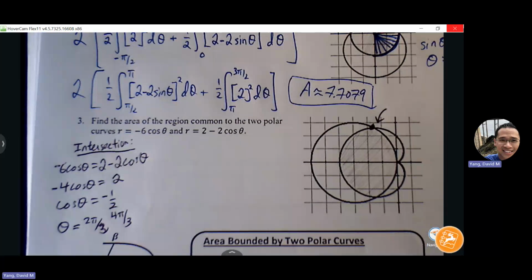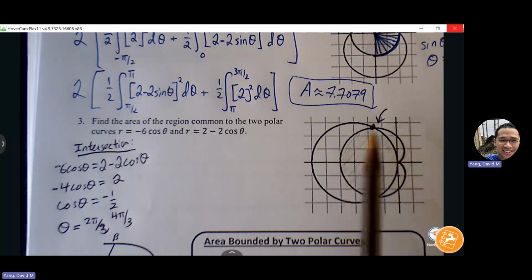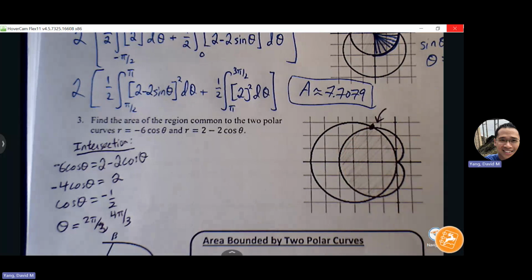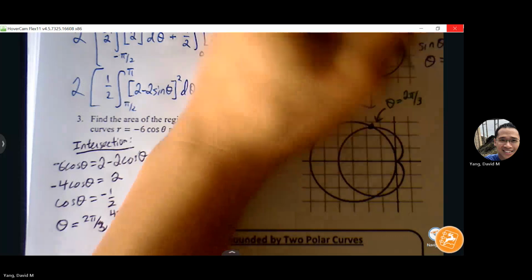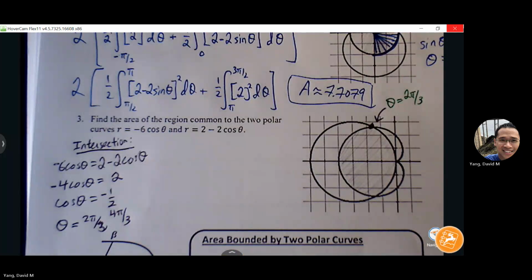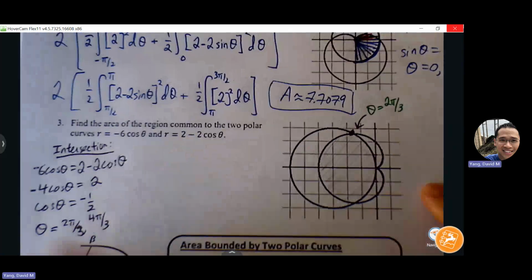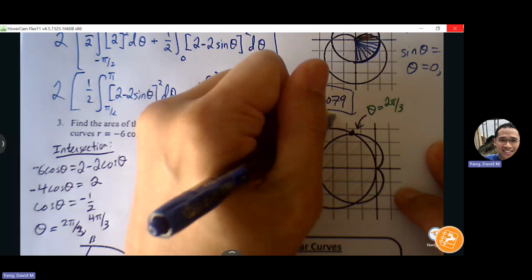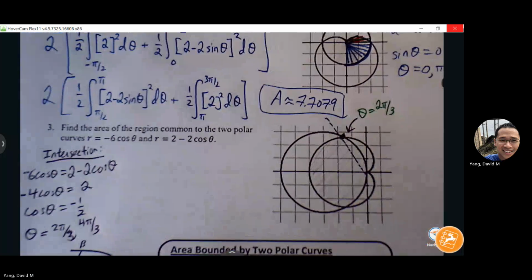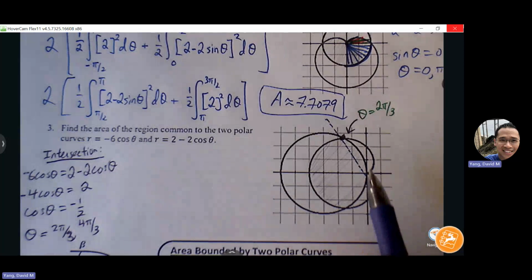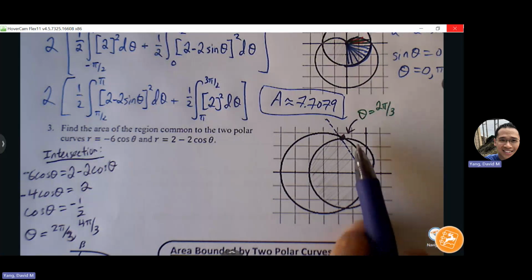I got 2 pi over 3 and 4 pi over 3. These are the two intersections, but I'm just going to use 2 pi over 3 because I feel like that's enough for me to get to half of the area that I need. Okay, again, I'll use 2. Let me indicate where it's going to change. So I know that my first interval is going to be from pi over 2 to 2 pi over 3.